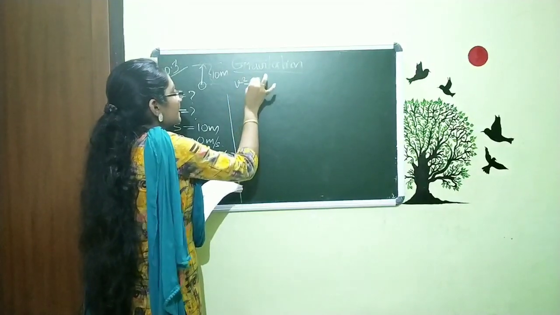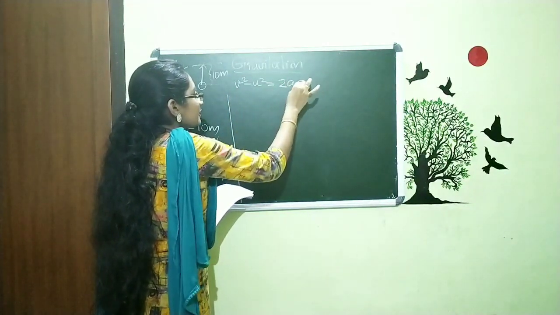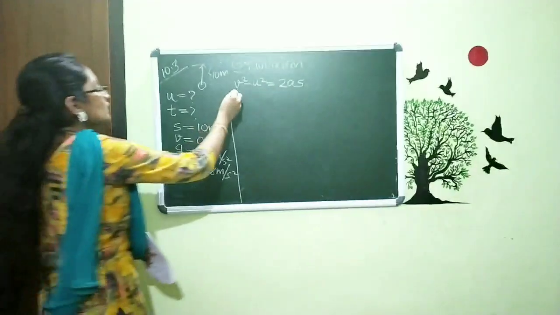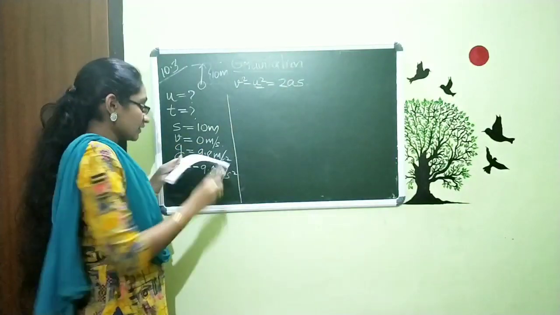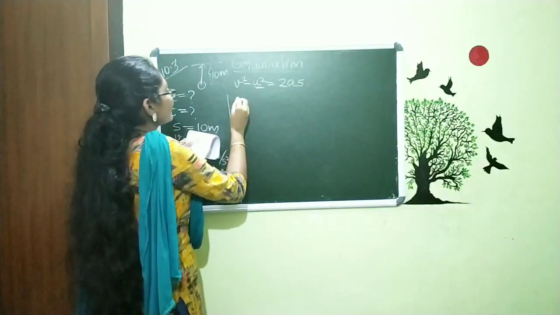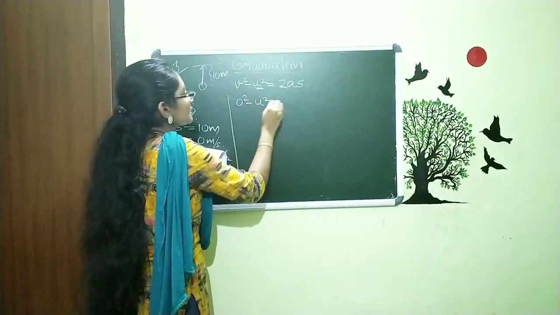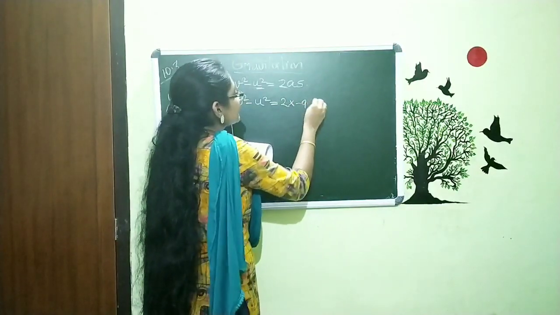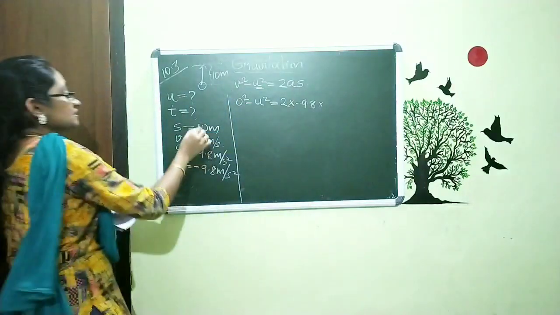v square minus u square is equal to 2as. We want to find this u, and all other values we know. So we want to substitute this. v square is equal to 0 square minus u square is equal to 2 into minus 9.8 into this s. s is what? 10.